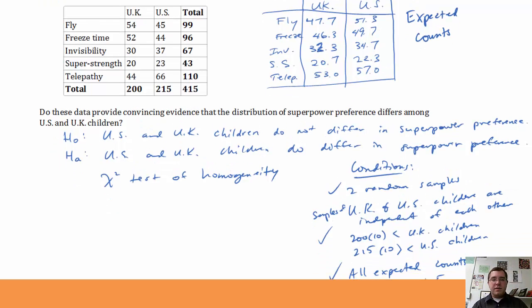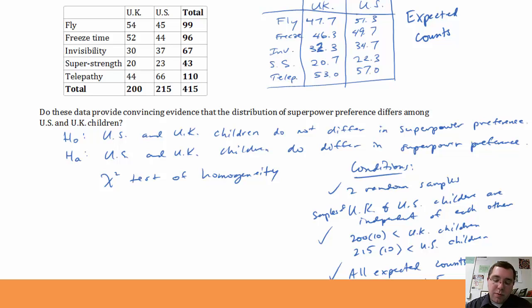So expected counts, again, means what we would expect to happen if the null hypothesis is true. So if the null hypothesis is true, we would expect the proportion of UK children who chose to fly to be the same as the proportion of US children who chose to fly. Since those sample sizes are different, that doesn't mean that we end up with the same number in each column of our table. That means the proportions are the same relative to the size of the samples. So that's how we end up with these numbers.